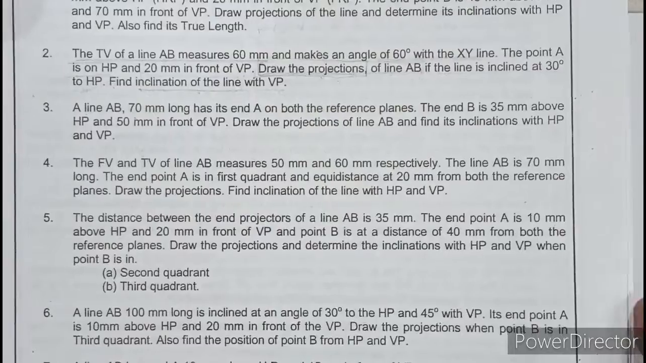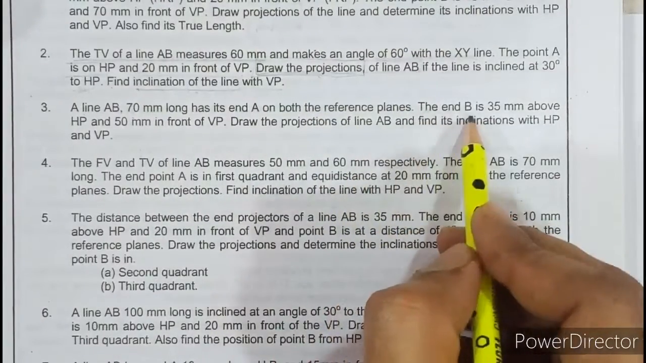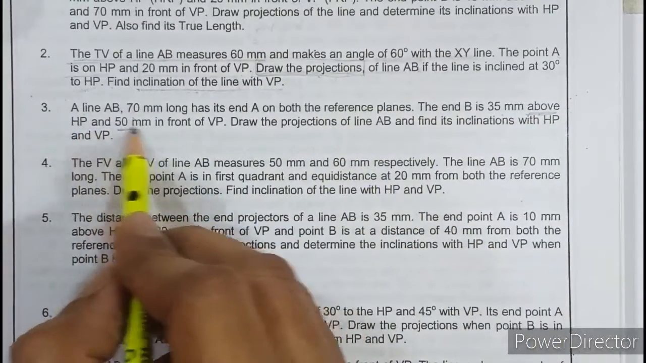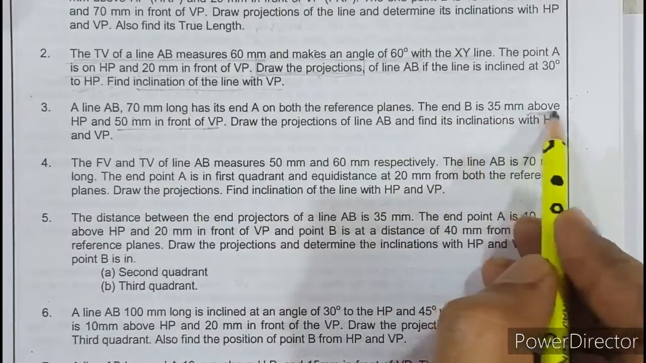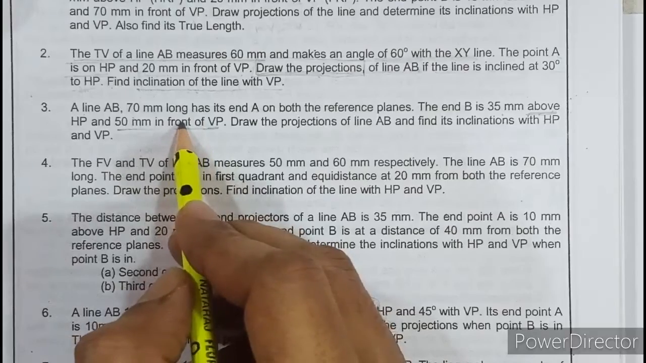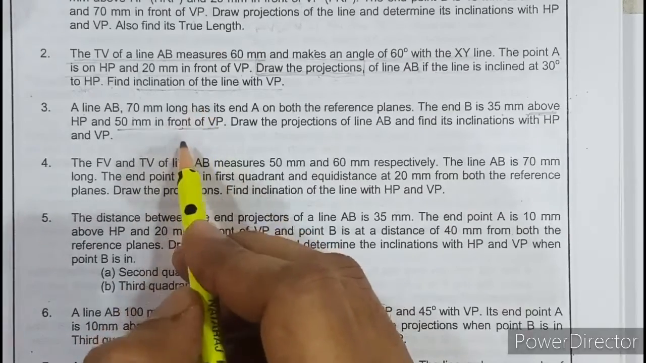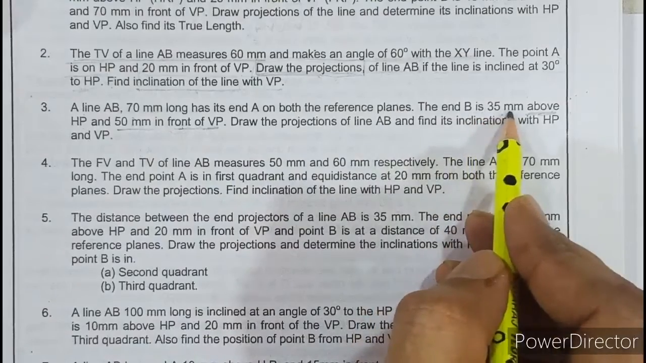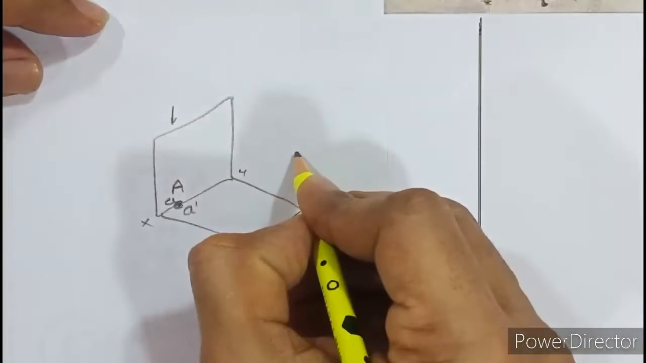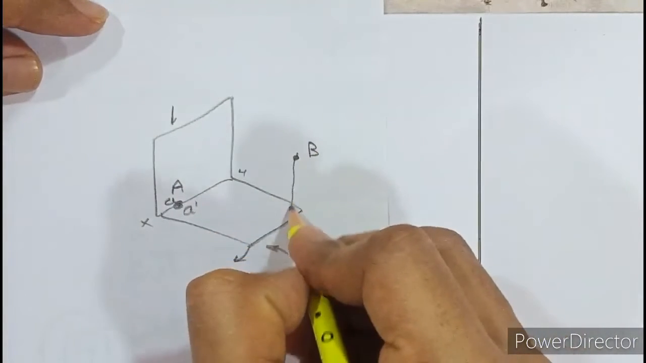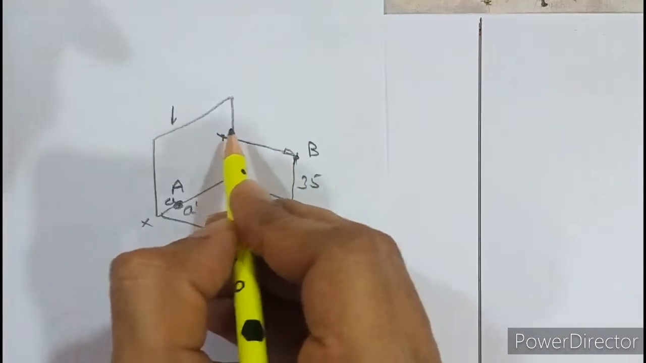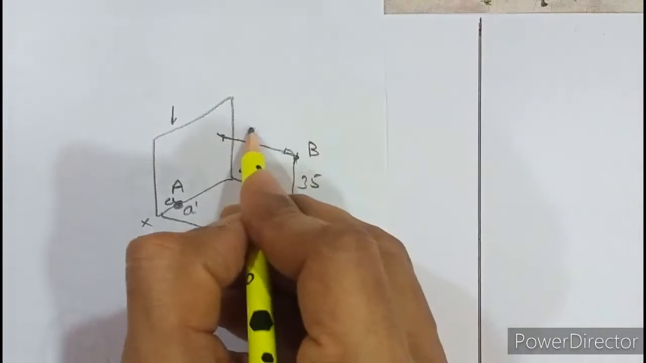Next, proceeding further, it's mentioned that the point B is 35 above HP and 50 millimeter in front of VP. So if a point is above and in front, it implies it is in the first quadrant, and in first quadrant front view is above and top view is below XY. So B is 35 above and 50 in front. If we go through this data once again, capital B is here. They are saying that it is 35 above. So this dimension is 35. And the another dimension is 50 in front.